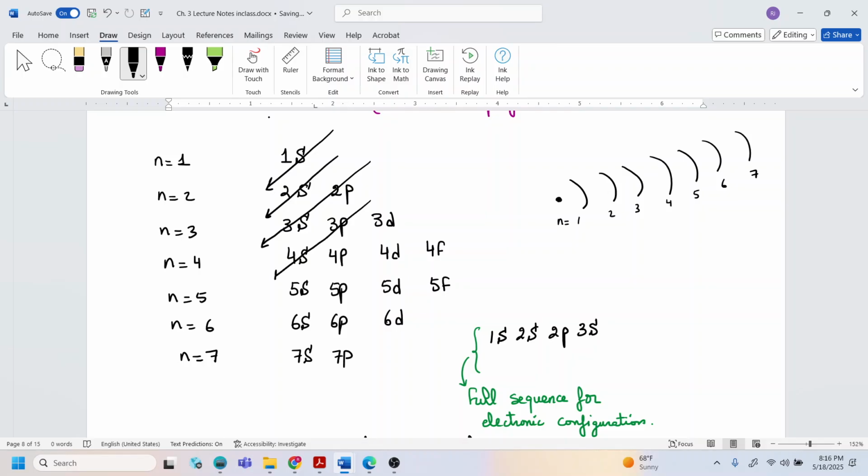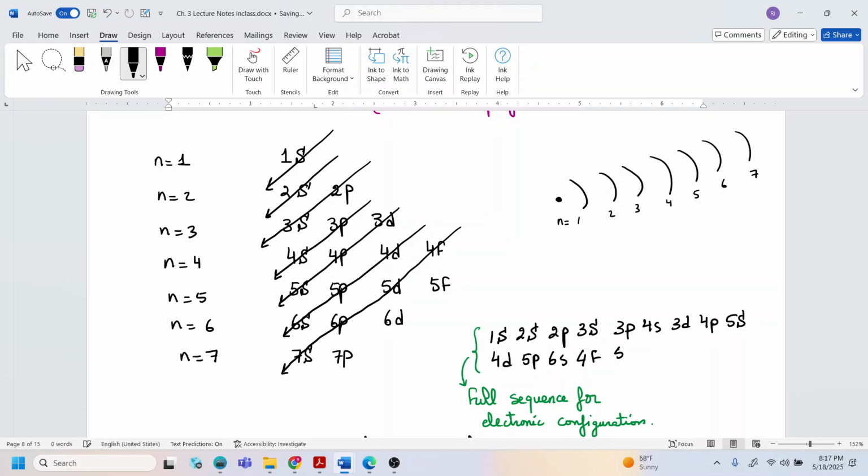Then we have the 3p and the 4s. And then we have the 3d, 4p, and 5s. Then the 4d, the 5p, and the 6s, and then the 4f, the 5d, the 6p, and the 7s. And then the last is the 5f, the 6d, and the 7p.